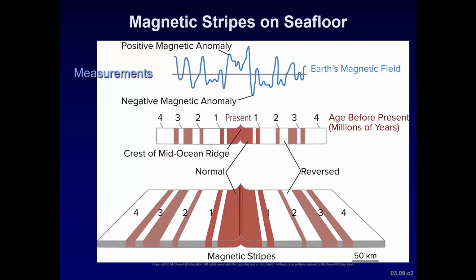Seafloor patterns can be compared with patterns on the magnetic time scale to assign ages to each reversal. And we can get generalized patterns of reversals. So these rocks at present are here. These rocks represent 1 million years prior. These would be 2 million years prior, spreading from center, and then 3 million years prior from the spreading center, and then 4 million years prior.